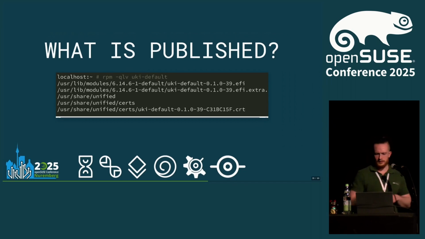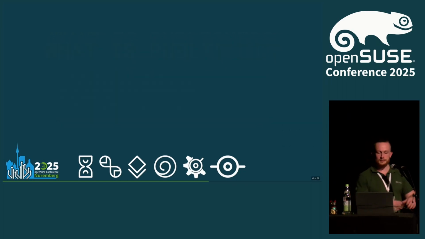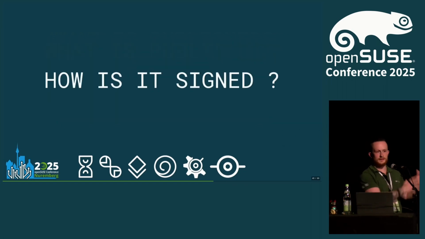And when you install the UKI, there is a location where the UKI is installed, so it follows what I described just before. And it will give you the certificate, because this time, yes, this UKI is signed to have a full secure boot chain. But how is it signed?